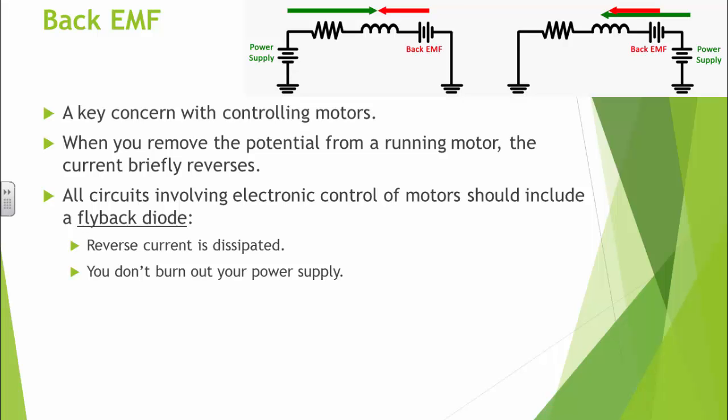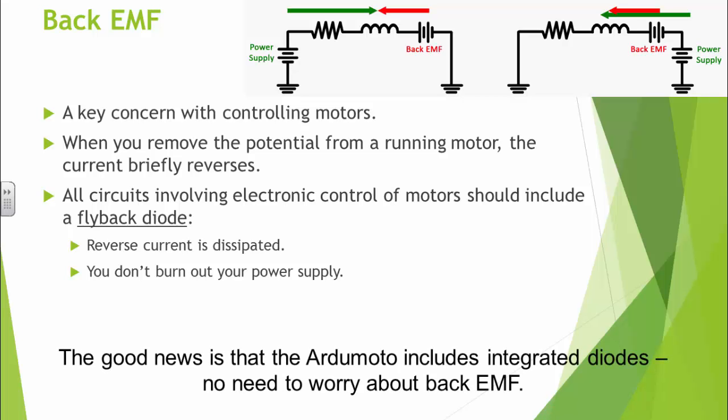So all circuits involving electronic control of motors should include what's called a flyback diode. What this does is dissipate the reverse current to avoid it burning out electronic components. Now the good news here is that all motor shields include these flyback diodes, so we don't have to worry about back EMF as long as we use these motor shields.